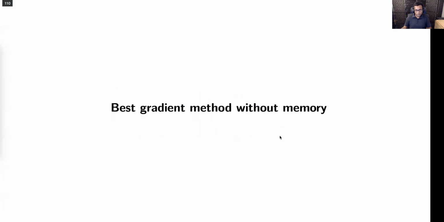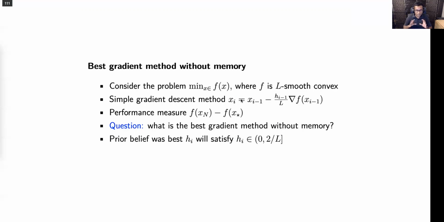So, best gradient method without memory. First, let's try to understand what problem we are trying to address. Suppose we are trying to minimize a smooth convex function. There is a typo here. There should be x in R^d, where f is L-smooth convex. We want to consider memory-less gradient descent. In other words, this type of gradient descent, unlike Nesterov's method, does not have any momentum term, or any memory. It's only looking at the previous gradient, and that's it. We are considering the performance measure in terms of the function value gap of the last iterate.